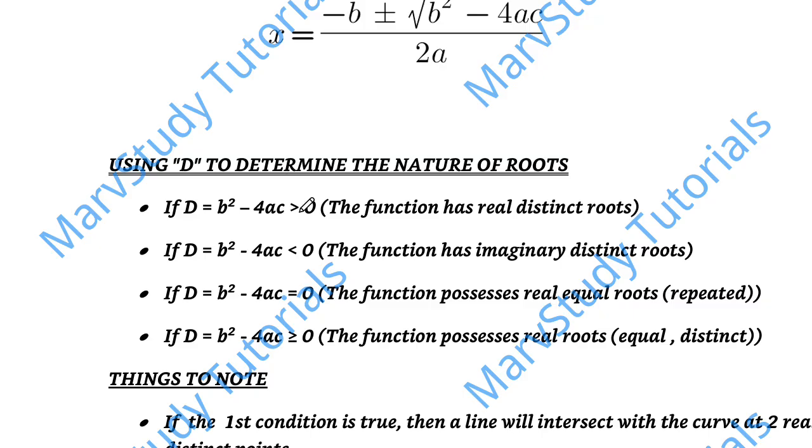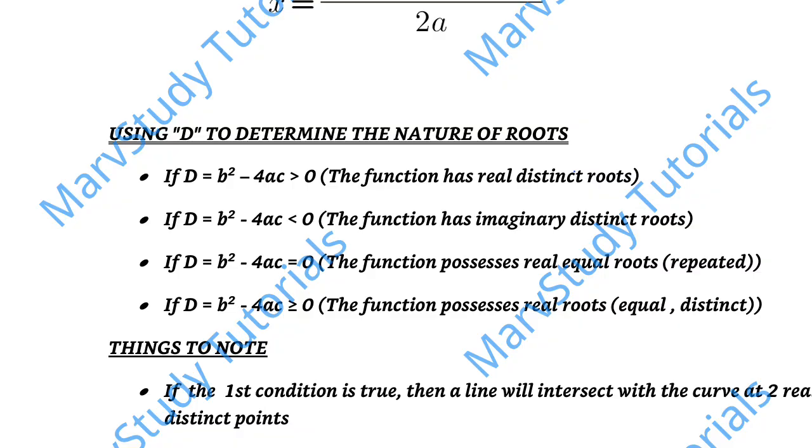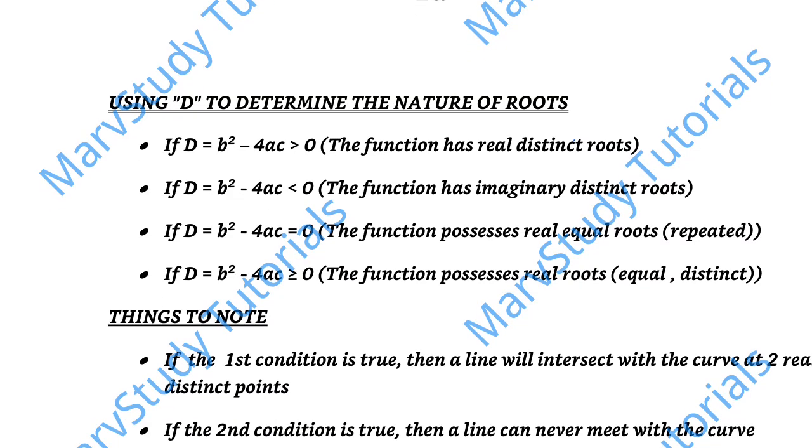So if the first condition, b squared minus 4ac greater than 0, the function has real distinct roots. If we equate the equations of the line and the curve in the form ax squared plus bx plus c equals 0, and the first condition is true, the line will intersect with the curve at 2 real distinct points. Then if the second condition is true, that's b squared minus 4ac less than 0, after you have equated the line and the curve, then that means the line and the curve will never meet for those set of values.